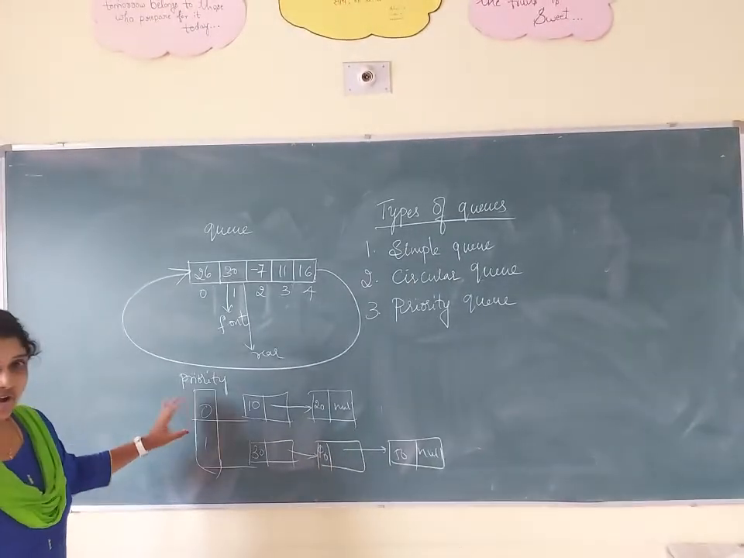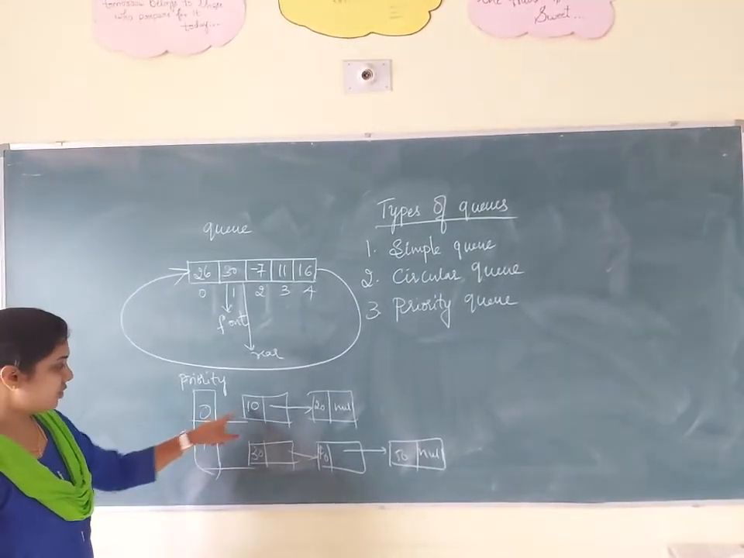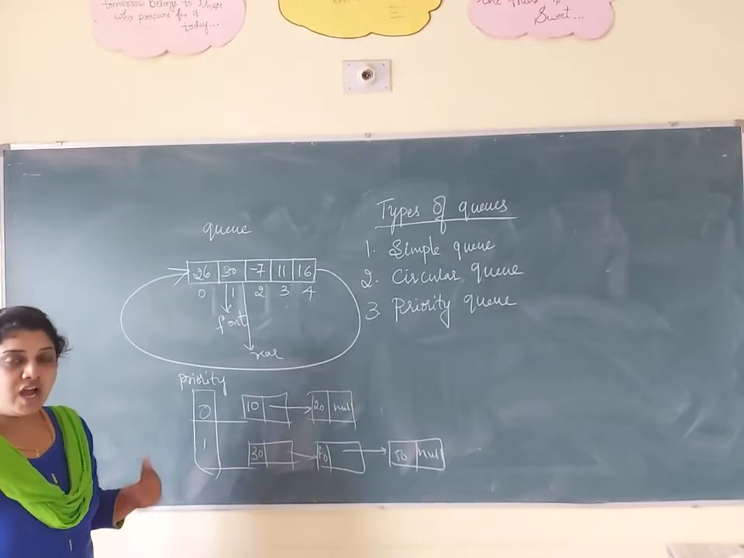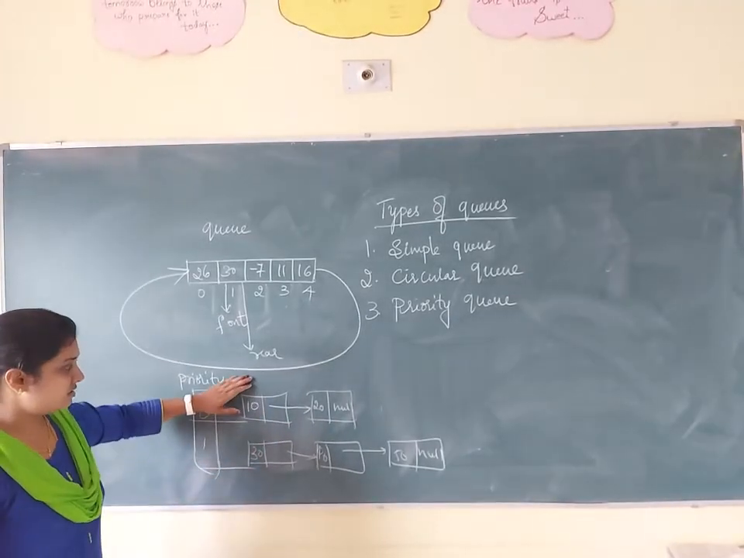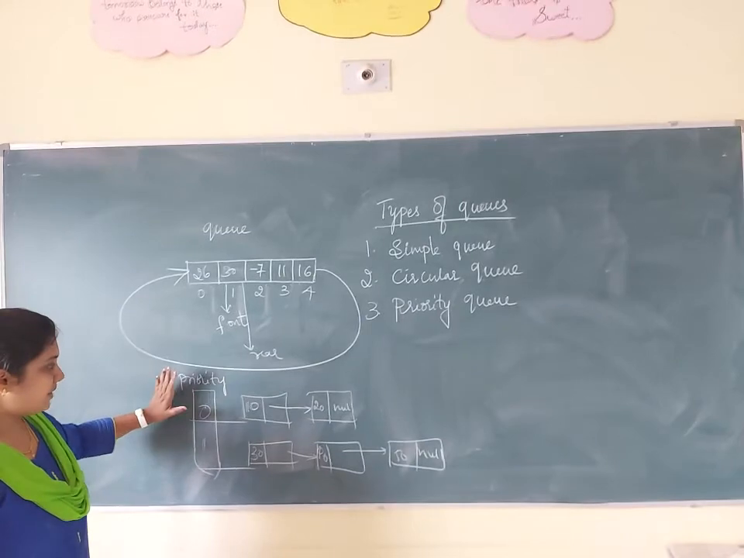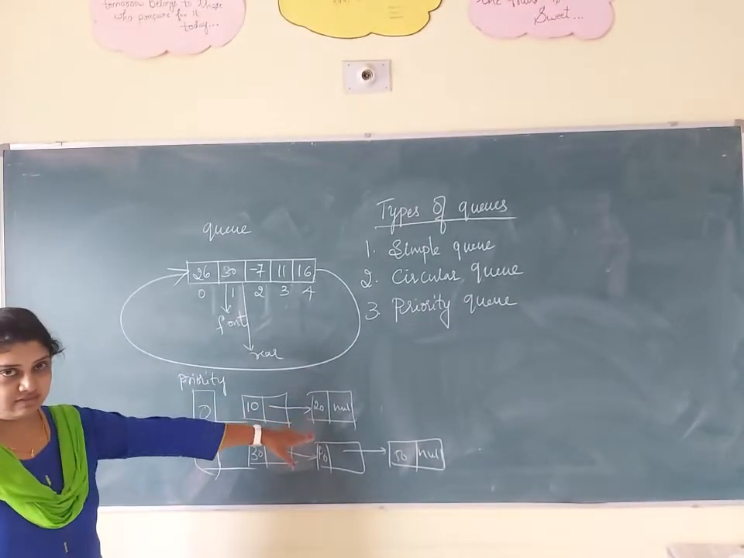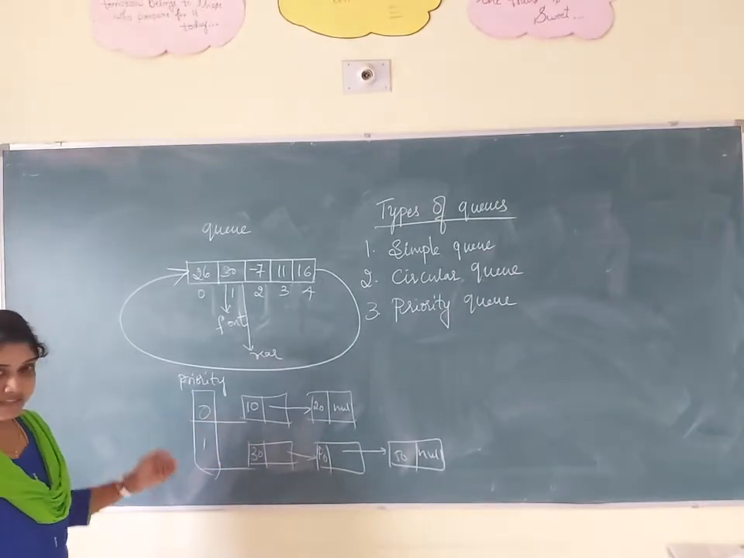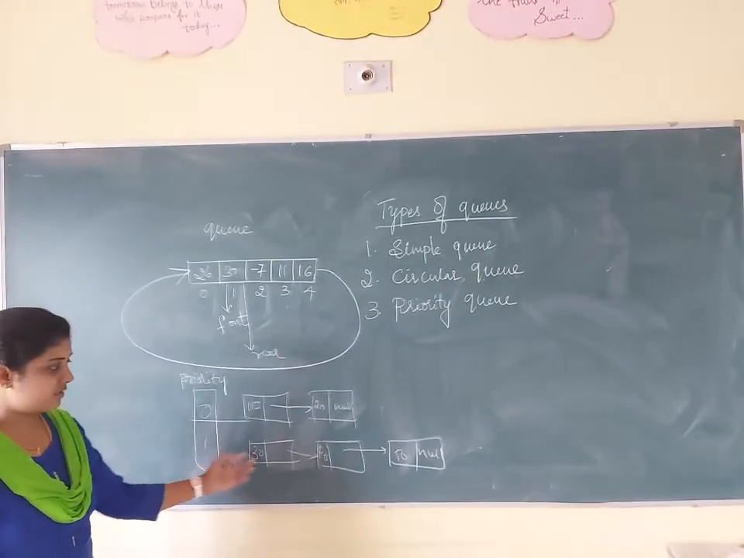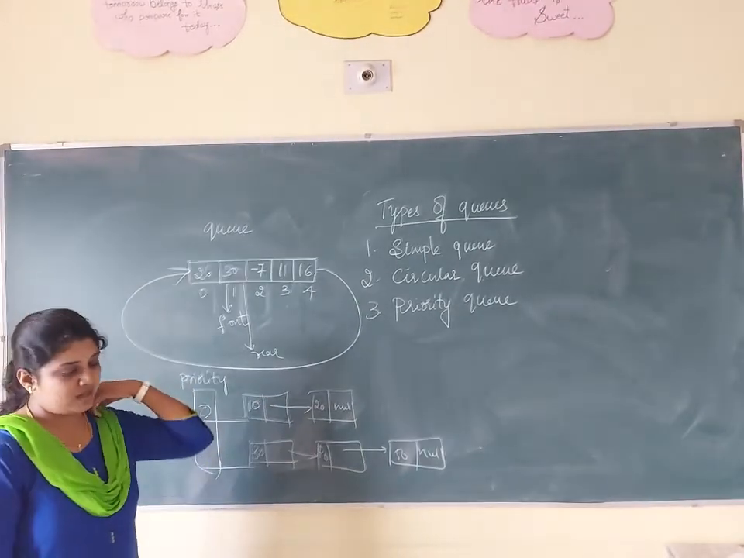In priority queue, I already mentioned that this is 0 and this is 1. So you have to use this part first. The first priority will be this 0, that is 10 and 20 will be accessed. And the second priority, it will go to the next level, that is where 30, 40, 50 are arranged.